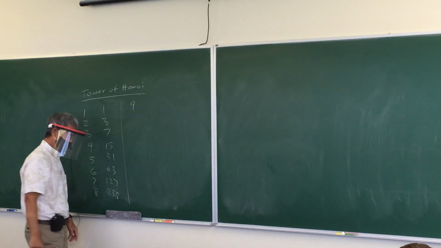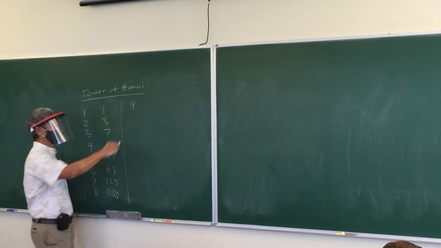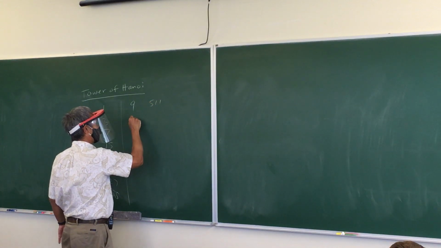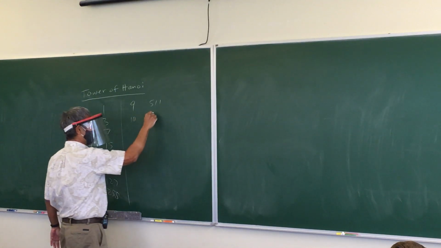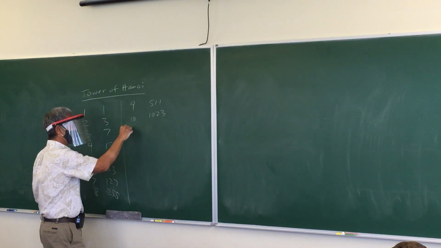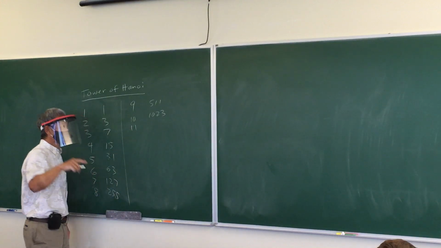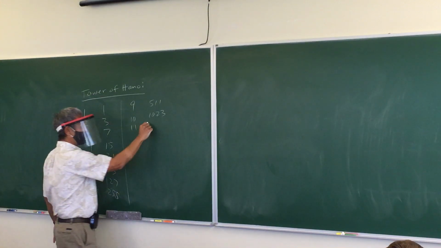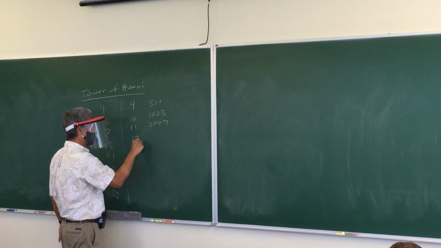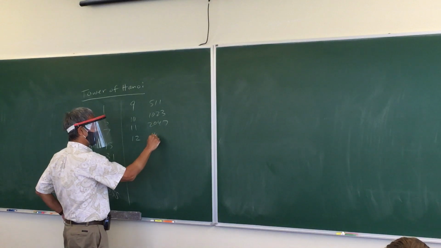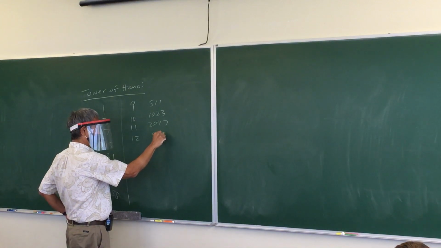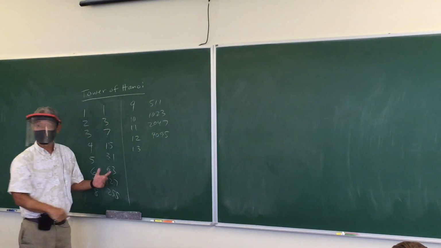9. 511. Ooh, Tanaka thinks she's good. 10. 1023. Okay, we're almost to 12. 2047. Okay, 12. 4095. Okay, 13. We just have to get to 64, you know.